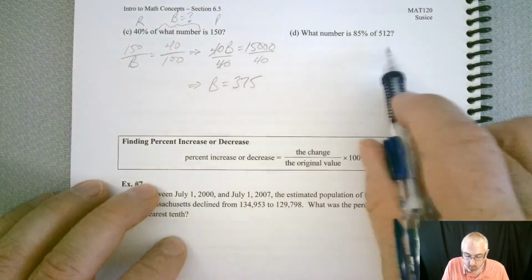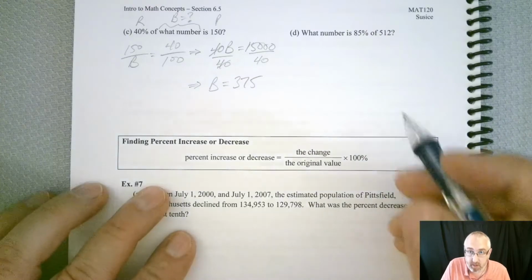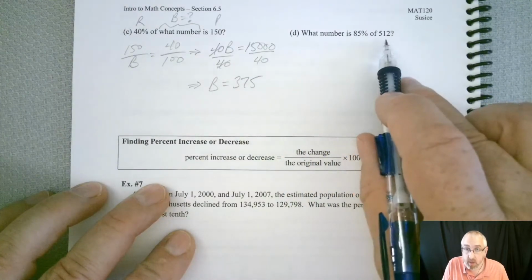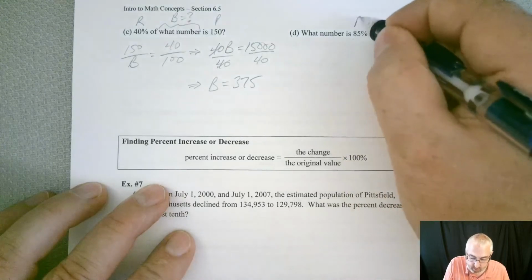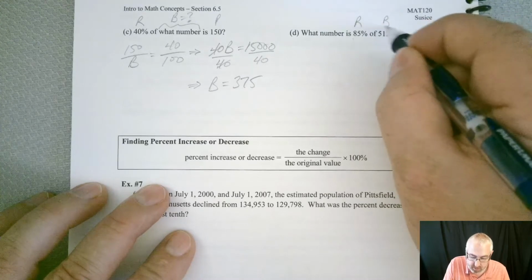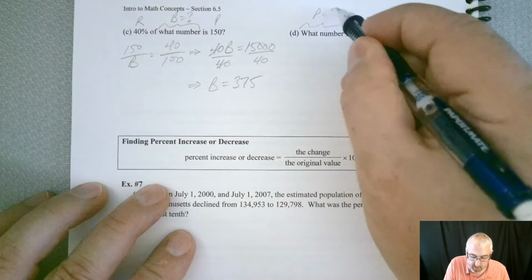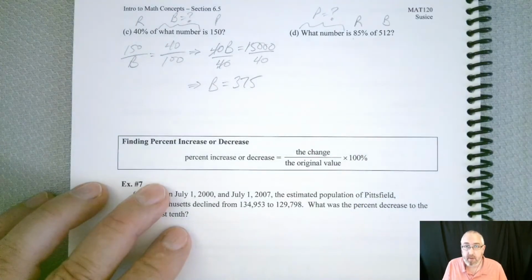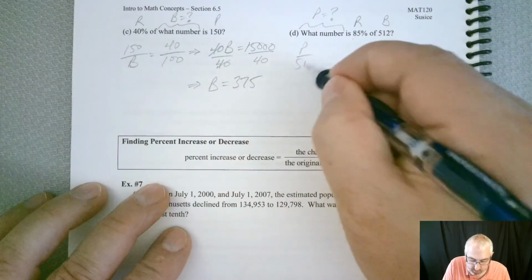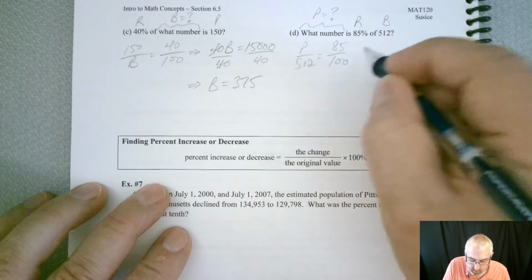All right, let's try one more, and then we're going to see one more application, which I think I'm going to squeeze into this video. What number is 85% of 512? So we got our percent, so that's our R. Of 512, so that's our B. And so what number must be our P, and we don't know what that is. So P over 512, 85 over 100.